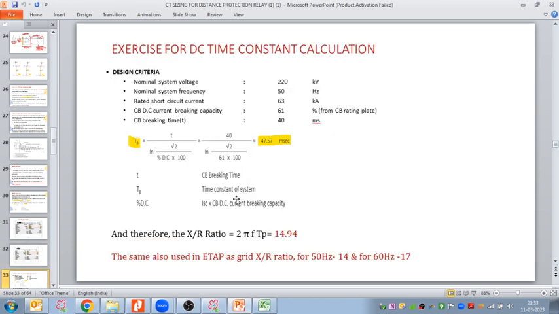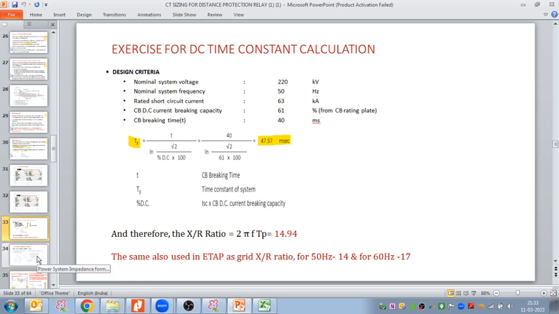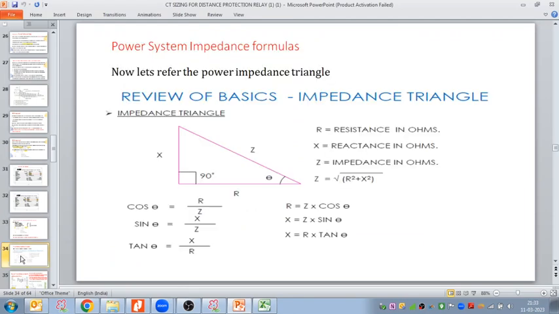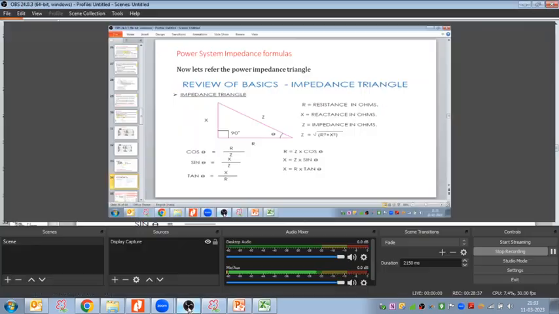So here we discussed the time constant, and based on the time constant we calculated the X/R ratio of the grid, which is coming 40 for the 50 years, and for 60 years it is coming 17. And now based on this X/R we can calculate the source resistance and source reactance. Before coming to the calculations, let us quickly review the power impedance triangle which we studied during college time.